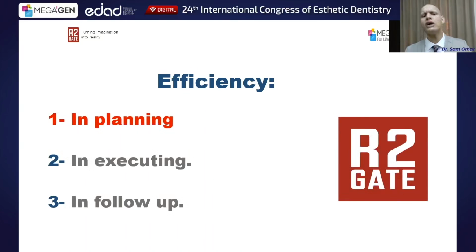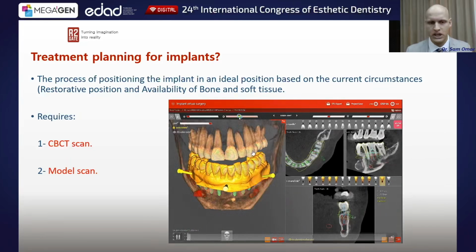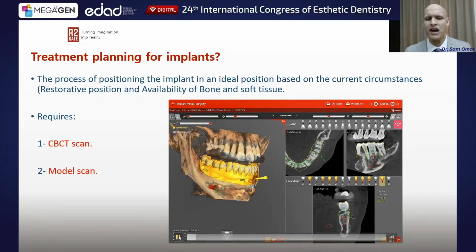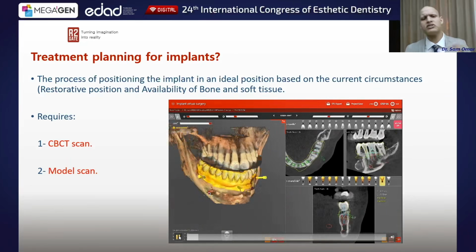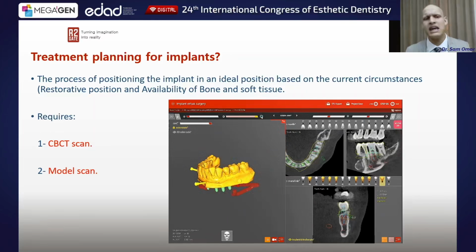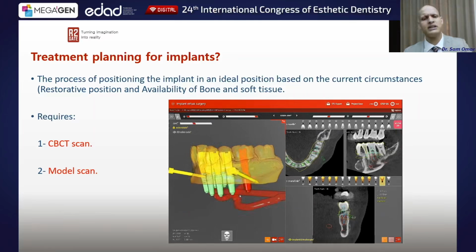So let's talk about efficiency in planning. That's the first part that I'll talk about in my presentation today. How can we be more efficient in planning? Let's talk about guided surgery software and planning software in general. My main focus today is going to be R2Gate software. R2Gate is software that allows you to treatment plan your implant case, or any case for that matter.